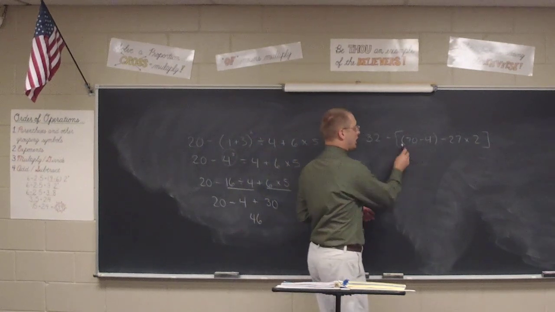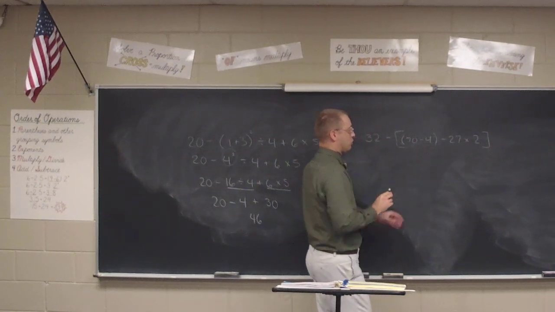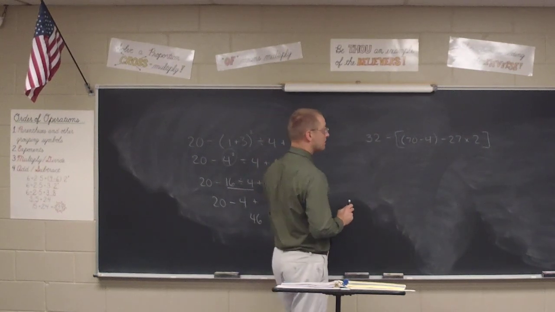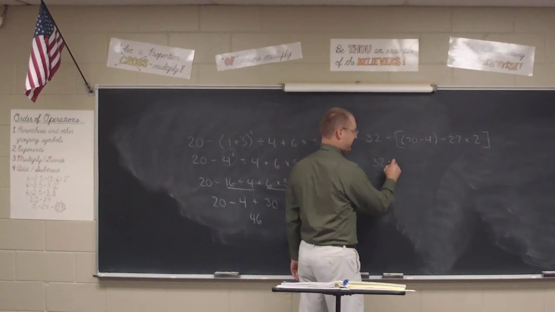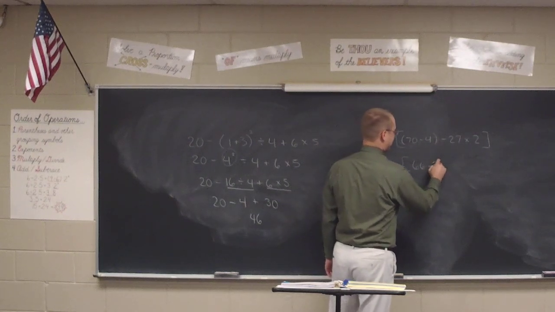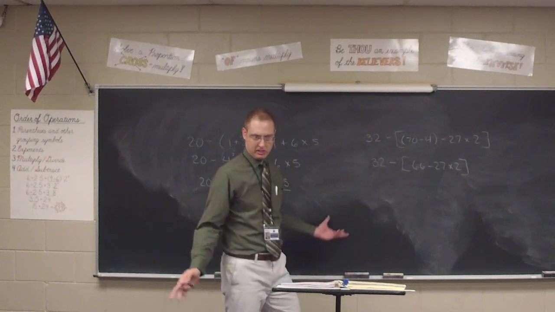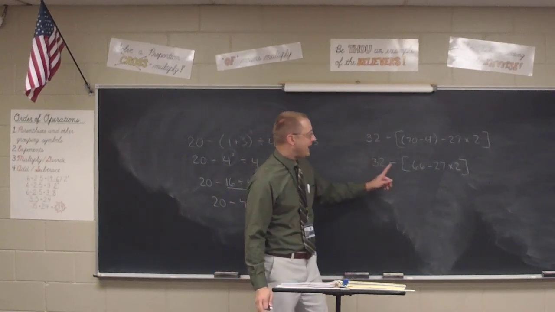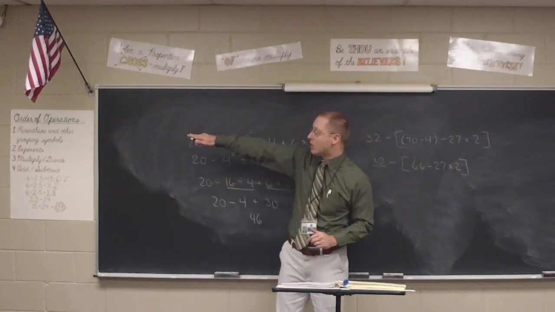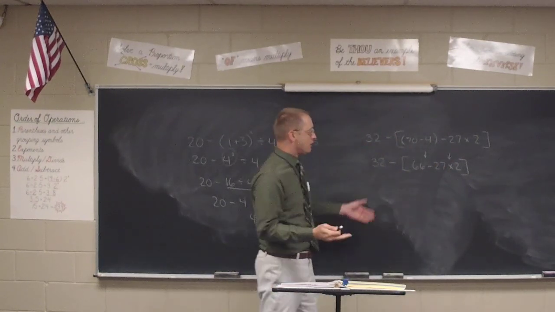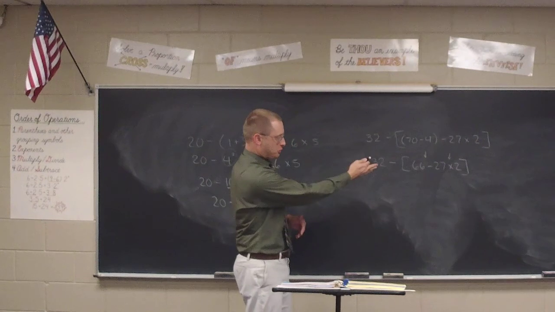So I'm going to start inside the brackets with these parentheses. 70 minus 4, class. 66 is correct. There you go. 66 minus 27 times 2, all inside the bracket. Does that make sense? Now notice, the bracket is still a grouping symbol, so I'm not done with step 1, but inside the bracket there are 2 different steps. There's a subtraction and there's a multiplication.